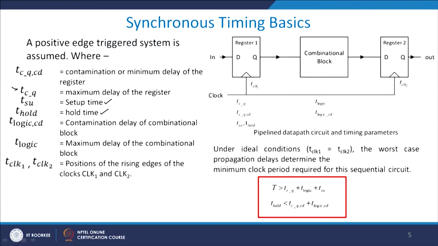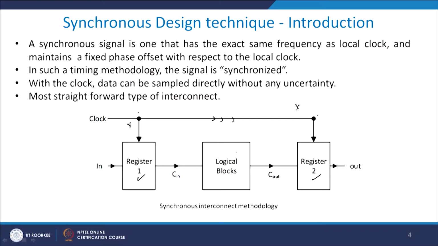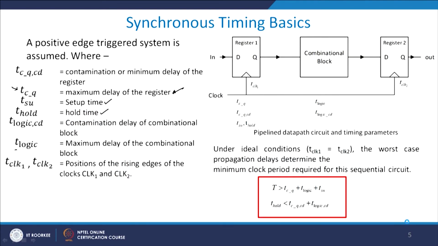Let me give you the basics first. TCQ, which you see the second one, is basically the maximum delay of the register, from the input of the register to the output of the register. The delay between those two is defined as the TCQ delay, the clock-to-Q delay. T logic is the combinational logic block delay, because this block is composed of certain logic cells, and the delay associated with that is defined as the T logic delay. So T logic is the maximum delay which is available to you.